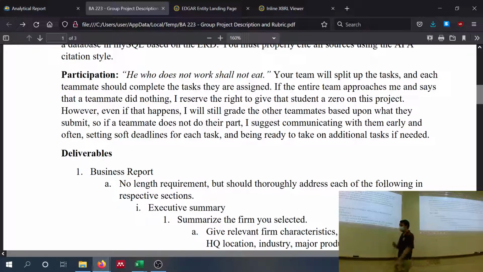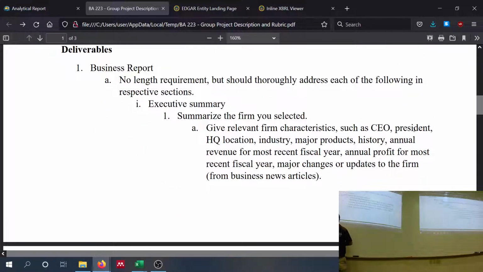Deliverables, business report. Okay, it's a business report. What should the font be? Shouldn't be anything other than 12-point Times New Roman, right? Okay, don't be submitting me anything but 12-point Times New Roman. I'm telling you that up front.